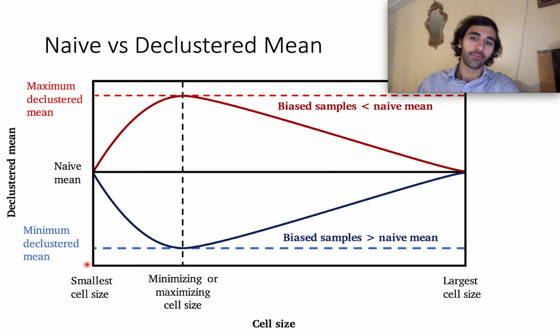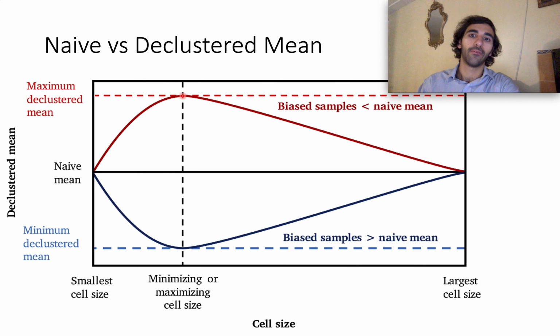But as we increase from the smallest to the largest, so as we get to this adequate cell size, which will either minimize or maximize the declustered mean, that would be our adequate cell size in this example, or somewhere close to this value.